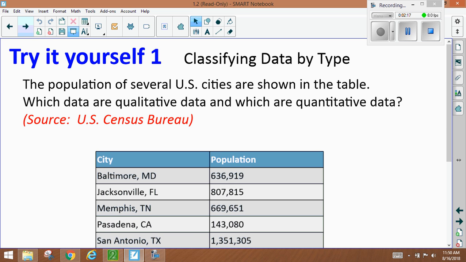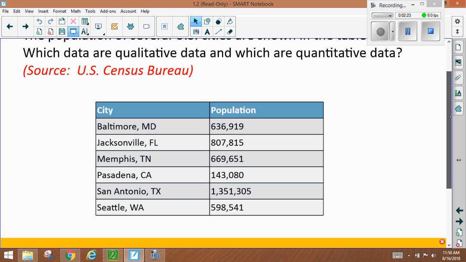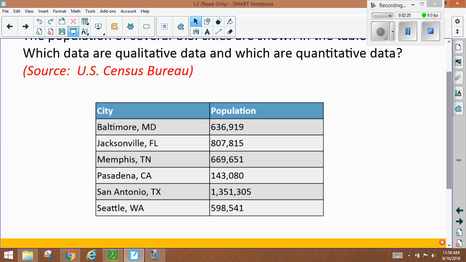Let's do it again. Which are quantitative and which are qualitative? Perfect. Looking good. All right.